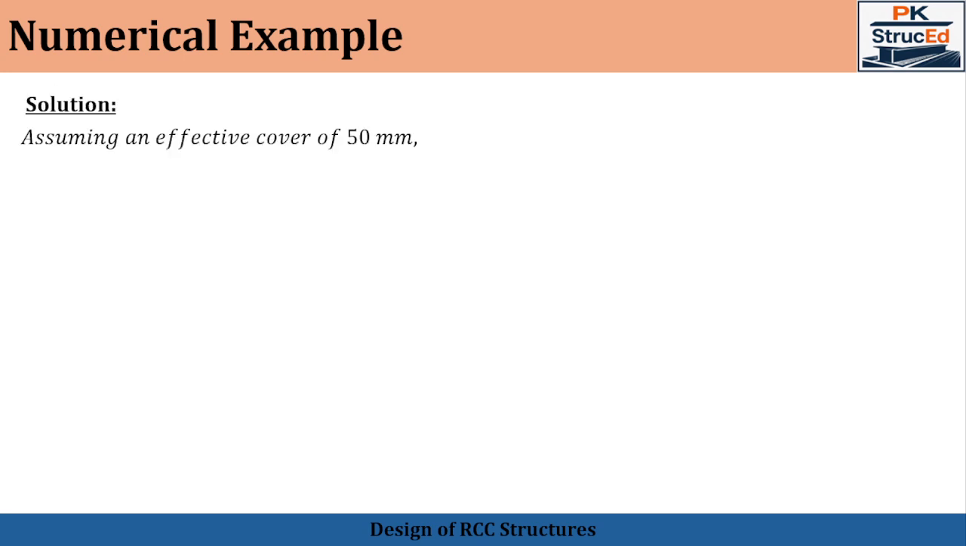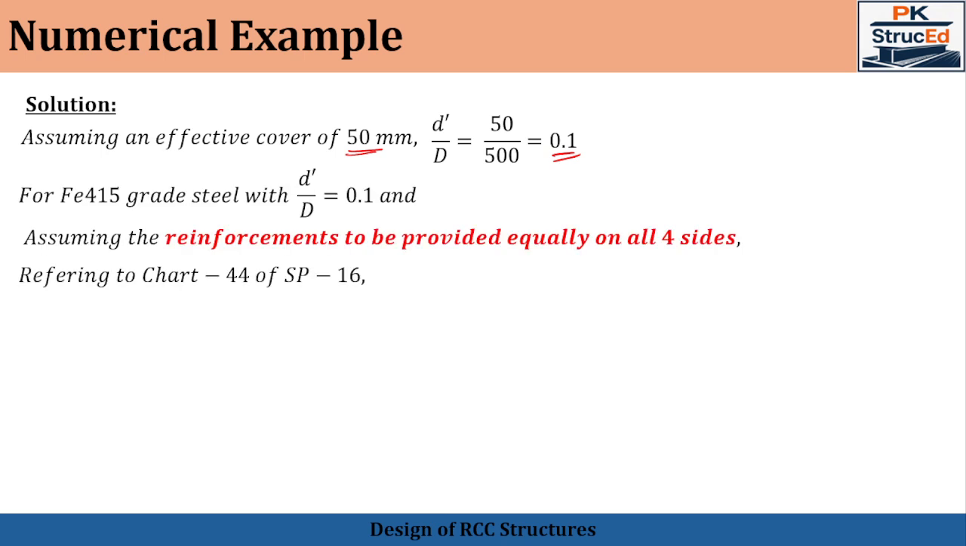With these two, assuming an effective cover of 50 mm, we find the ratio d dash by D. d dash represents the effective cover, which has been assumed as 50 mm, and capital D is the depth of the section along the axis which has been taken as the critical one, that is 500 mm. So you will get the ratio as 0.1.